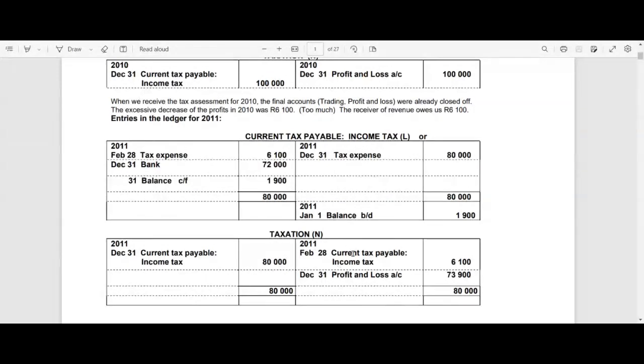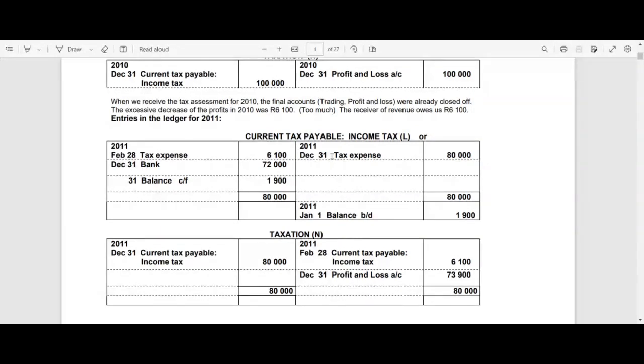And at the same time, we have to decrease our taxation expense, which is why we credited current tax payable income tax 6,100 rands. Just as a matter of interest, this example is very straightforward. The next one that we are going to be doing is a little bit more complicated and more advanced, and in fact, a little bit more accurate.